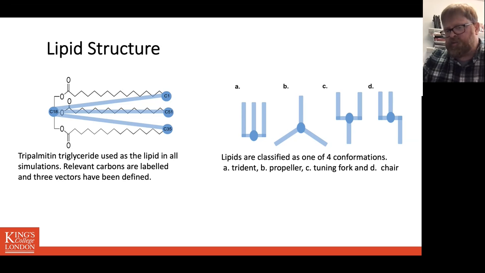And so what we wanted to do then is to try to characterize the structure of these triglycerides within the nanoparticle. Traditionally in the literature, there's a geometric way that people have used to characterize the shapes of these different molecules, based on the angles formed by three vectors from the central carbon in the head group of the triglyceride to the terminal tail of each of the hydrocarbon chains in the triglyceride. And these then come up with colorful names like trident, propeller, tuning fork, and chair, all based on the conformations that they take.